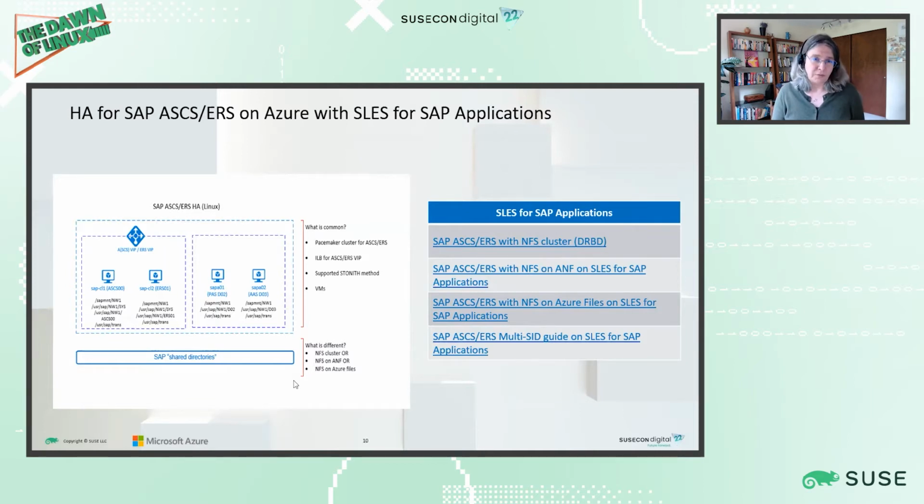Probably one of the major differences comes into play when we talk about the methods of replicating. With ANF, there isn't a synchronous replication across multiple availability zones in Azure. With NFS on Azure Files, what you get is synchronous replication across all three availability zones within an Azure region.